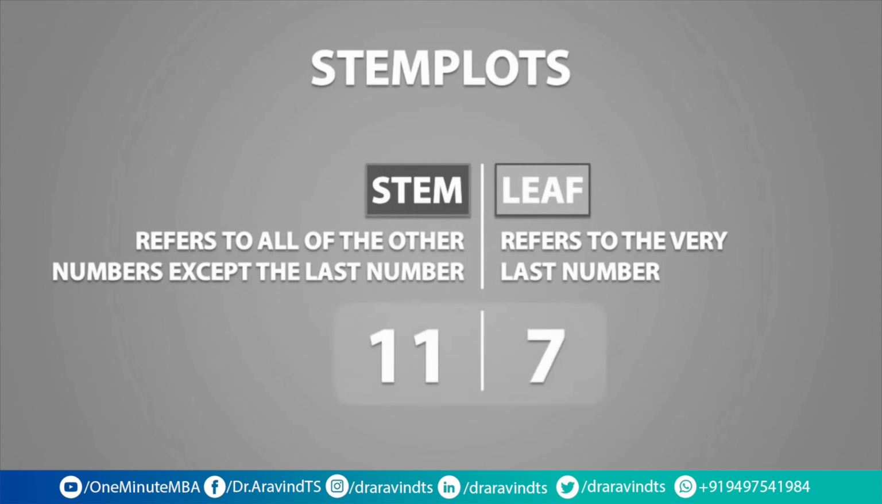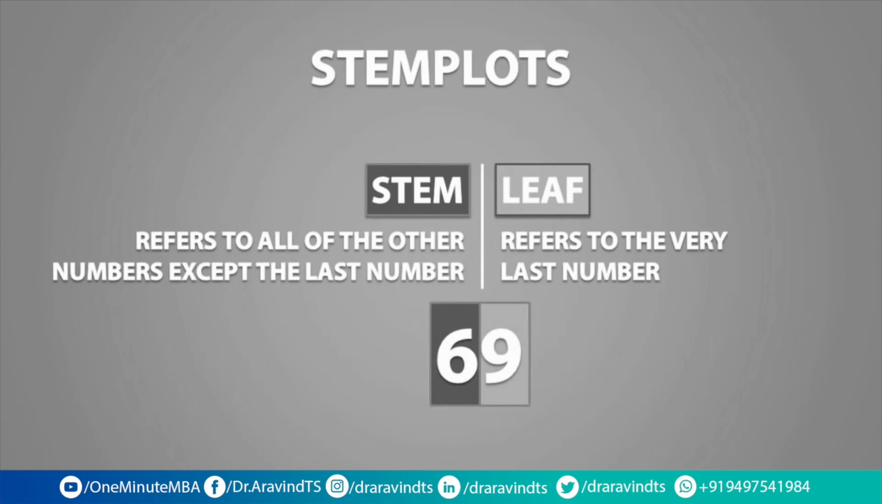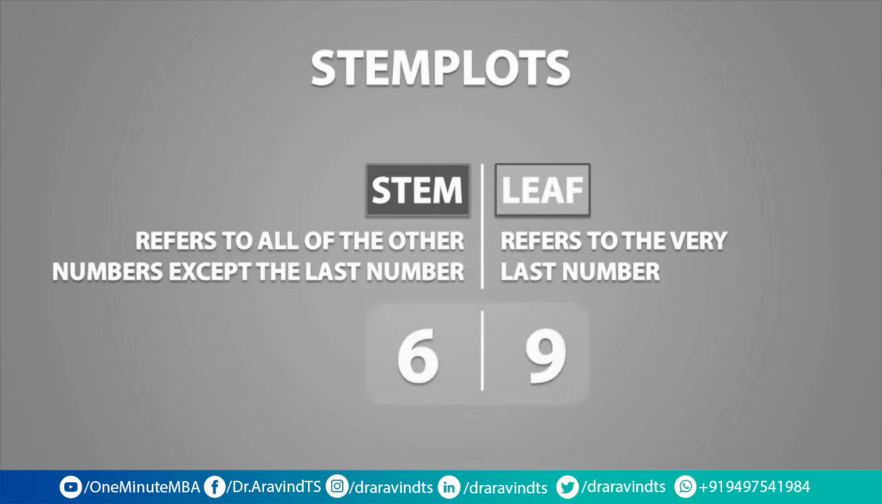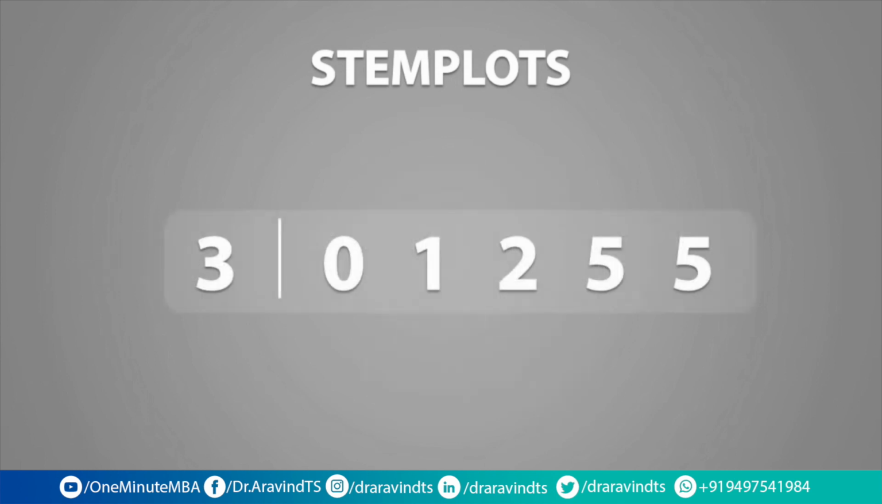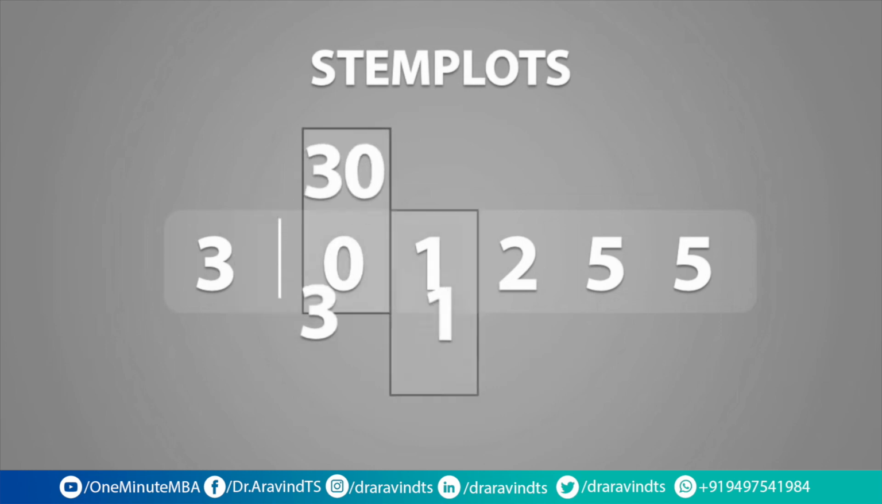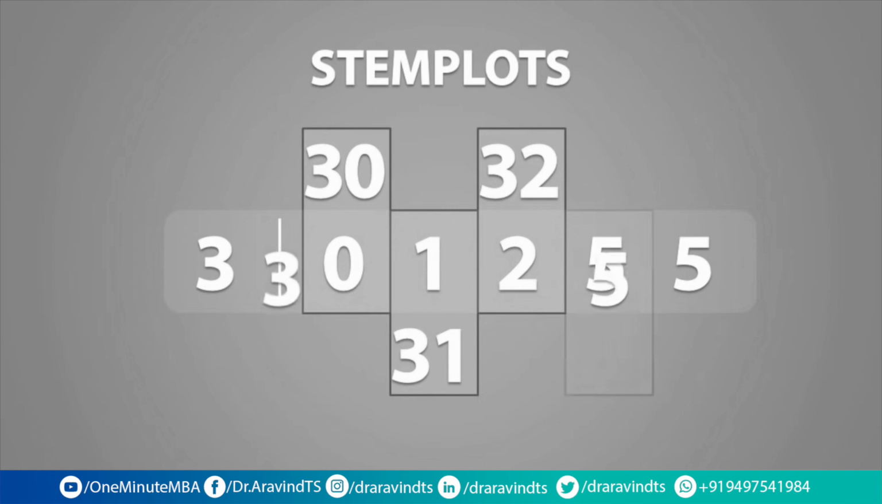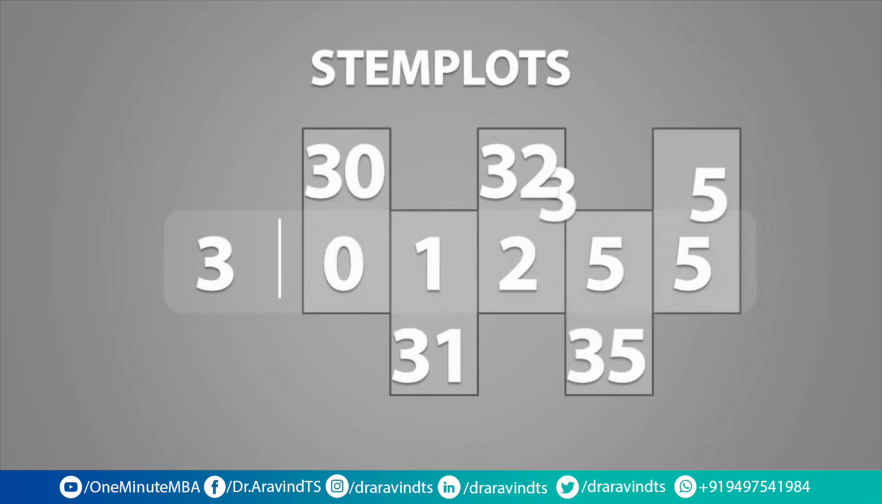Now let's look at the number 69. Using the same rules, we would get a leaf of 9 and a stem of 6. And on a stem plot, this would be written as so. Now when we have a string of leaves like this, it just means that I have the data points 30, 31, 32, 35, and 35.